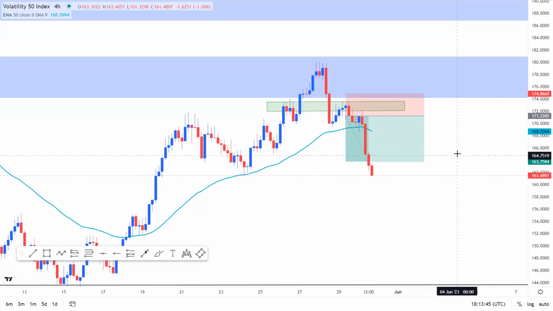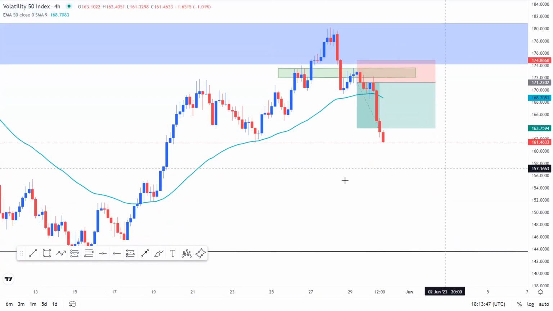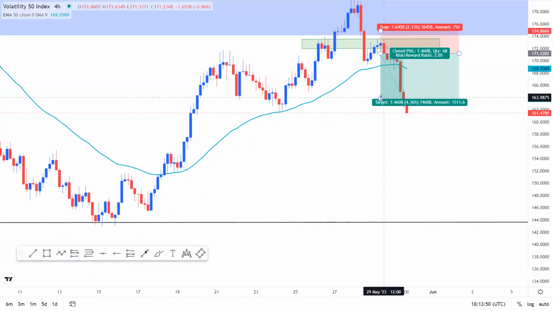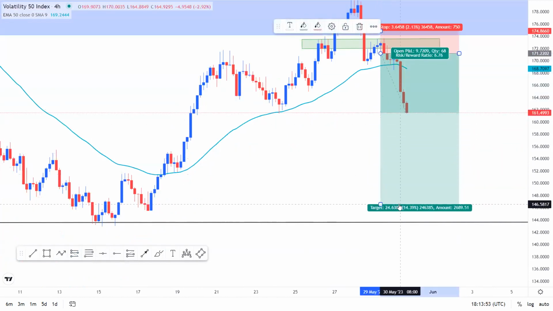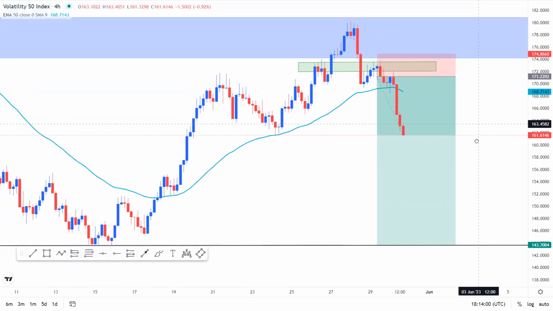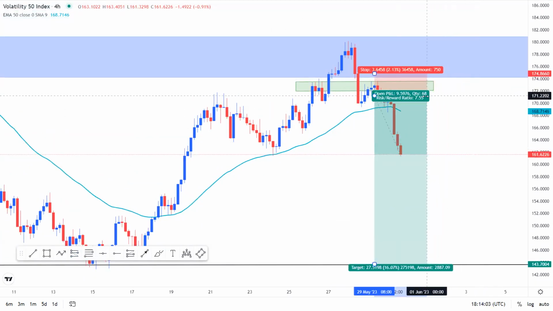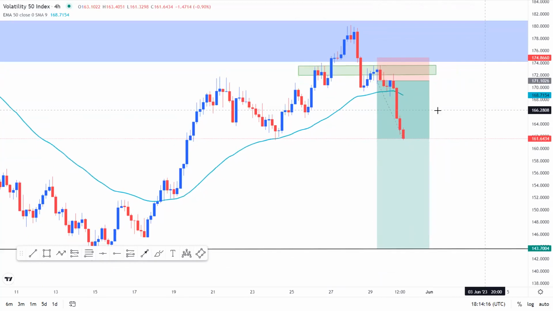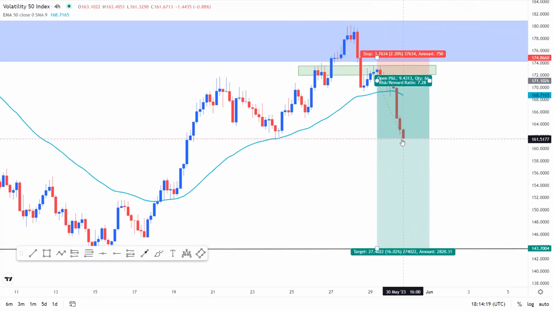My stop loss is just somewhere above. And like I said, I'm expecting price to test the previous daily lows. Now, what comes to mind next? We have price currently stalling somewhere at this level. We have quite some distance to go.